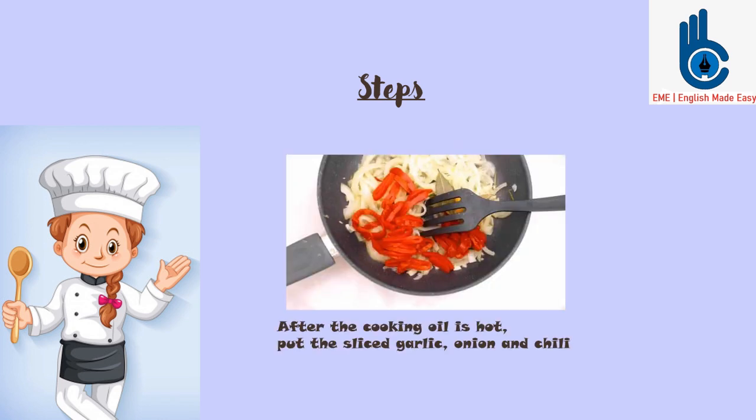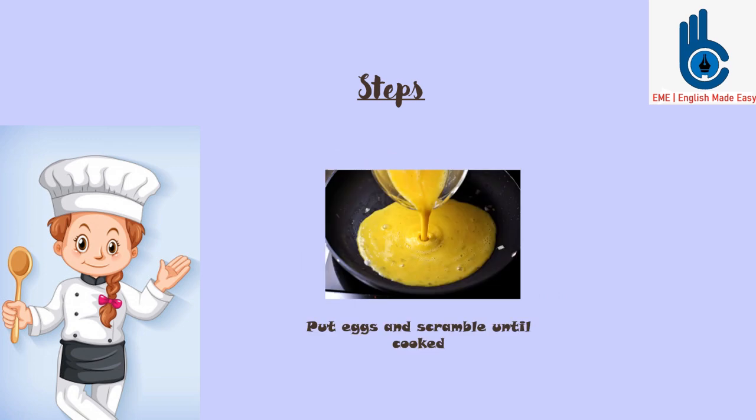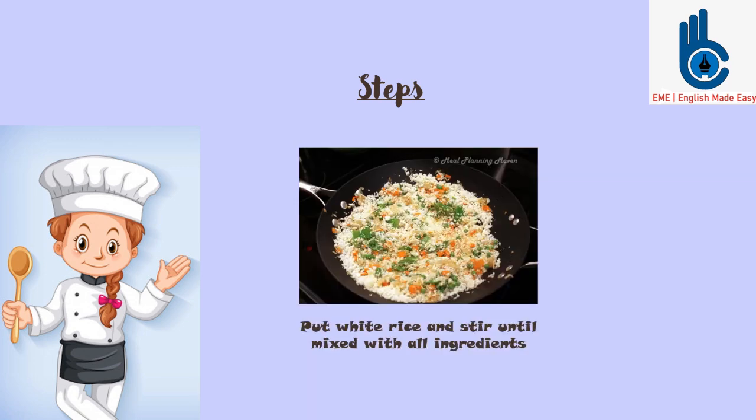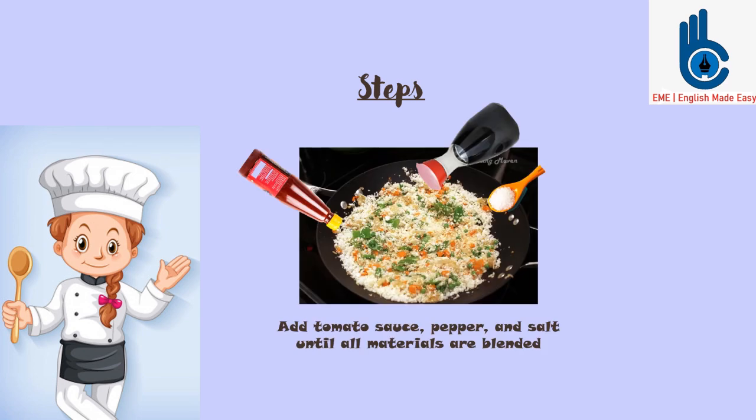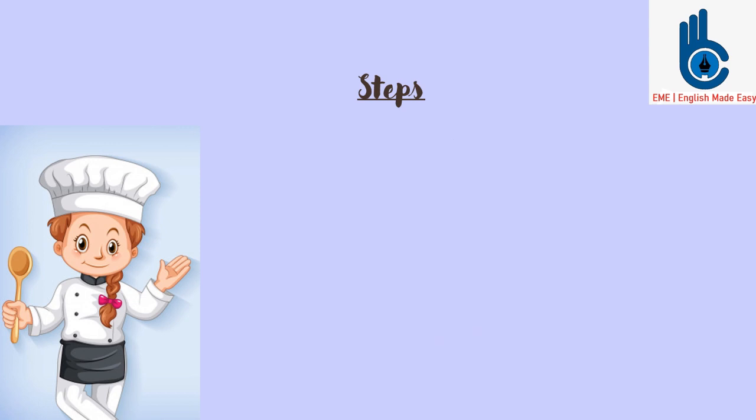After the cooking oil is hot, put the sliced garlic, onion, and chili. Next, stir all the materials until ripe and fragrant. Put eggs and scramble until cooked. Put the white rice and stir until mixed with all the ingredients. Add tomato sauce, pepper, and salt until all materials are blended.